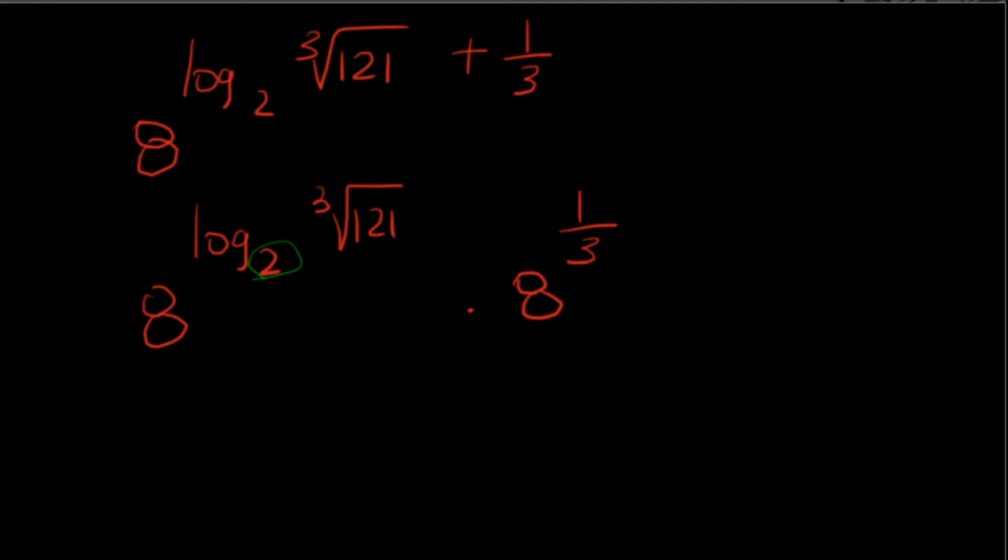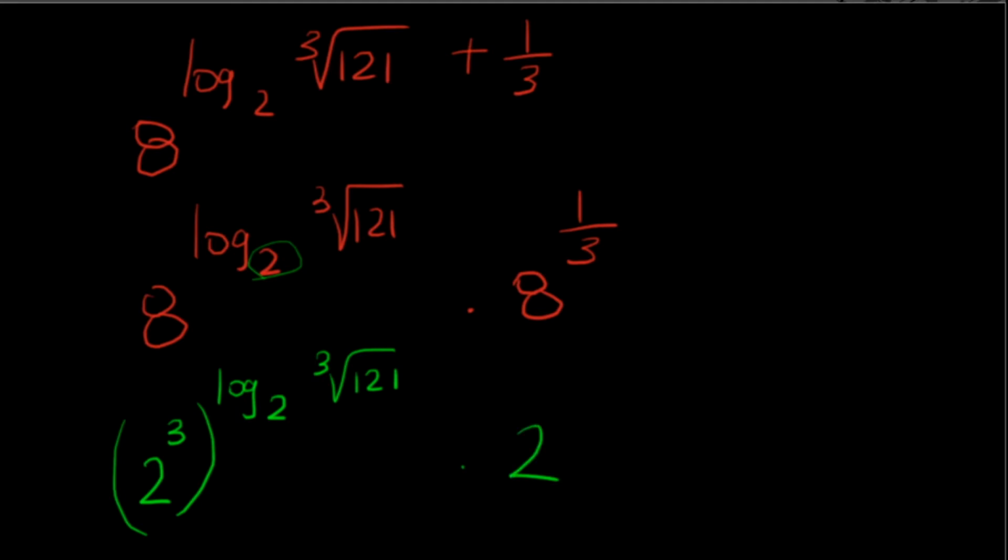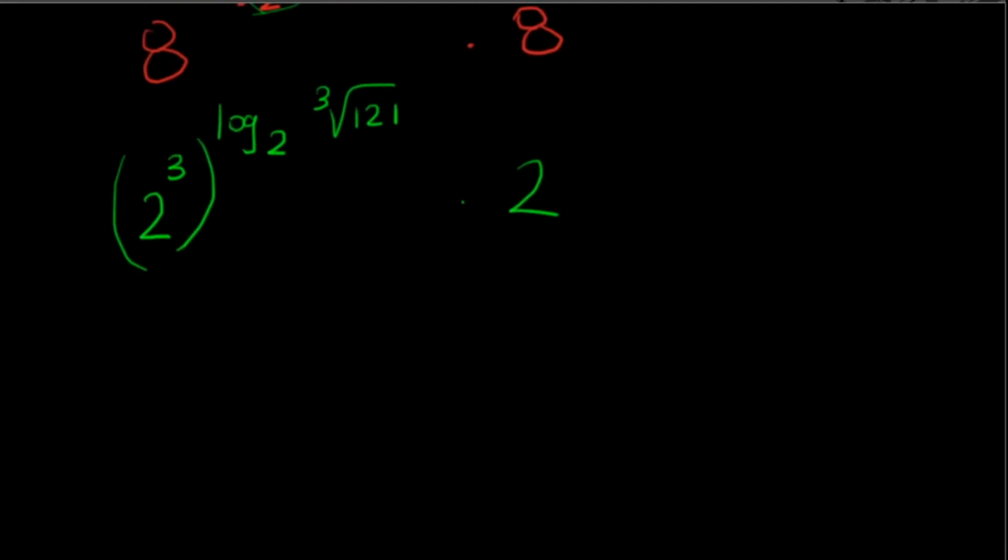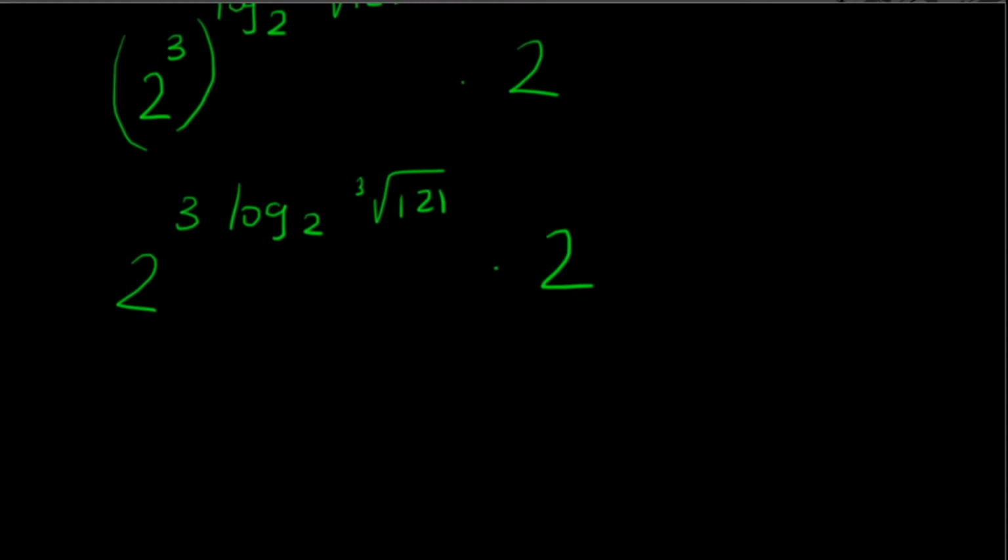So what we're going to do is rewrite the 8 as 2 cubed, and then we're going to raise that to the log base 2 of the cube root of 121. And then 8 to the 1/3 power is just 2. Okay, so I have an exponent to an exponent, so I'm going to have to multiply that, and I get 2 raised to 3 log base 2 of the cube root of 121, I'll just leave it as that, times 2. The 3 in front will be the exponent of the cube root of 121.